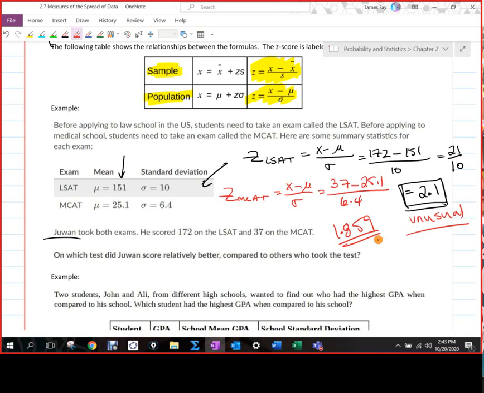But what is real nice now is that I can tell, in comparison to the people that took the LSAT and in comparison to the people that took the MCAT, which group did I do better in? Which test did I do better on, relatively speaking? I did better on the LSAT, right? Because it's a 2.1 greater than a 1.8. Okay? And that allows us to make judgments, arguments or comparisons of essentially two scores or two data points that are coming from different populations. Okay?